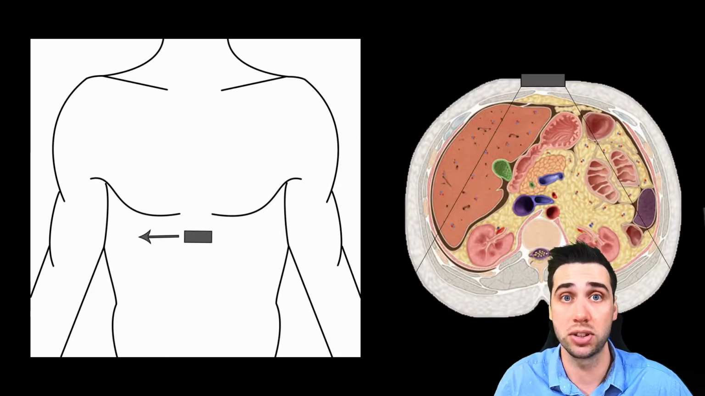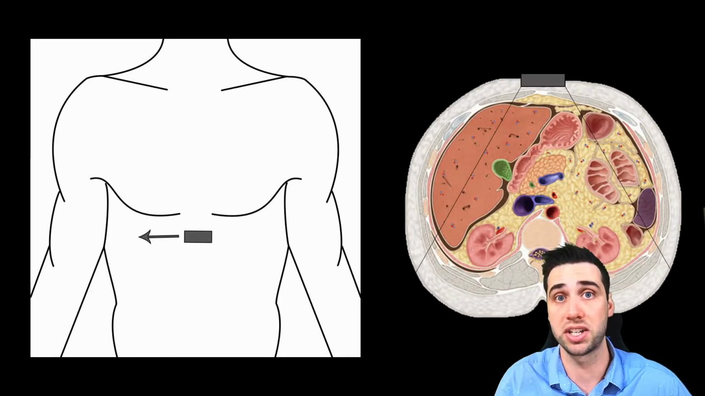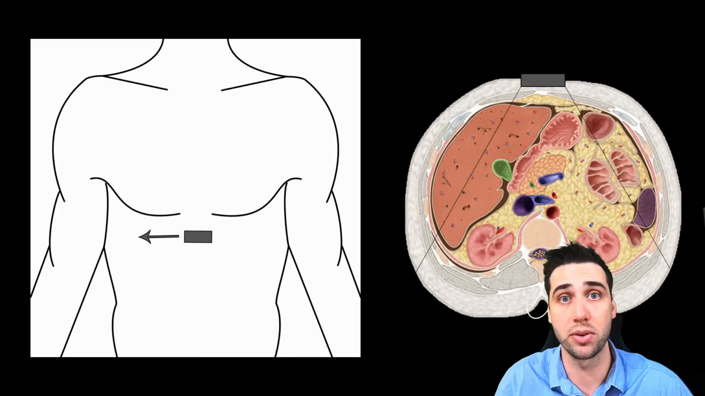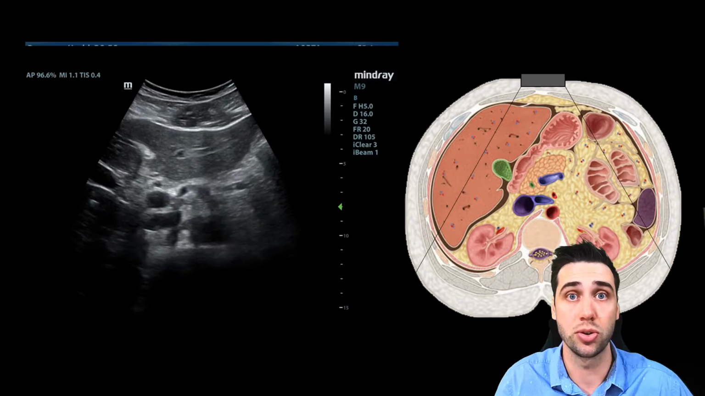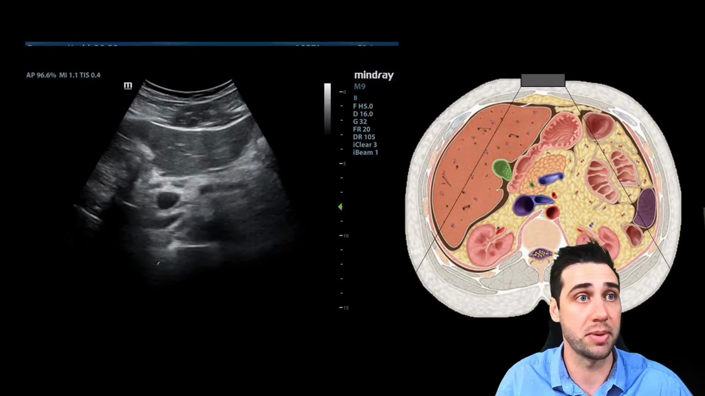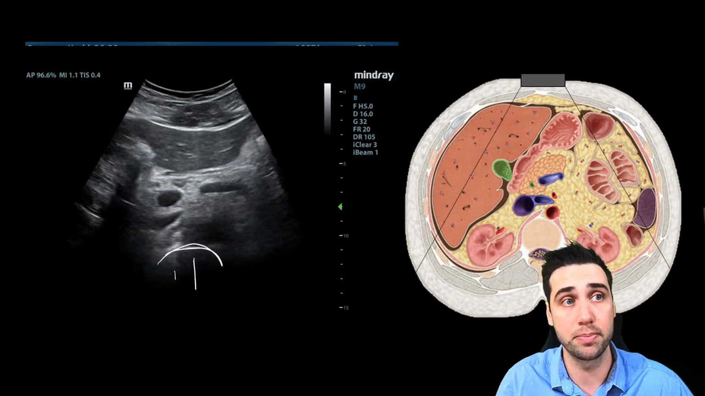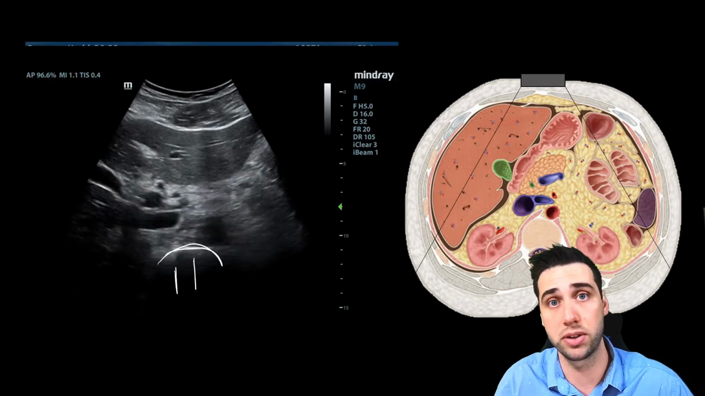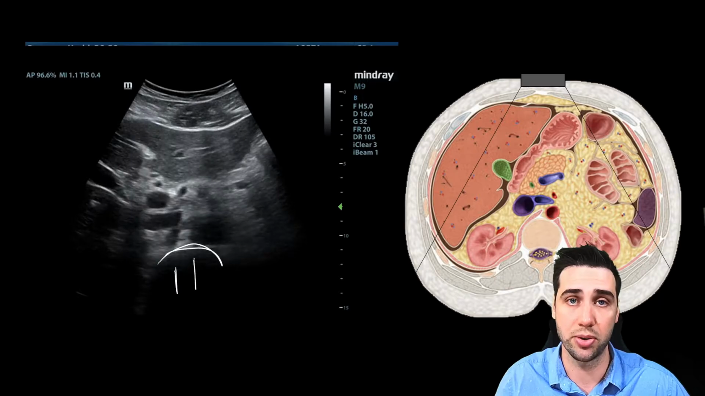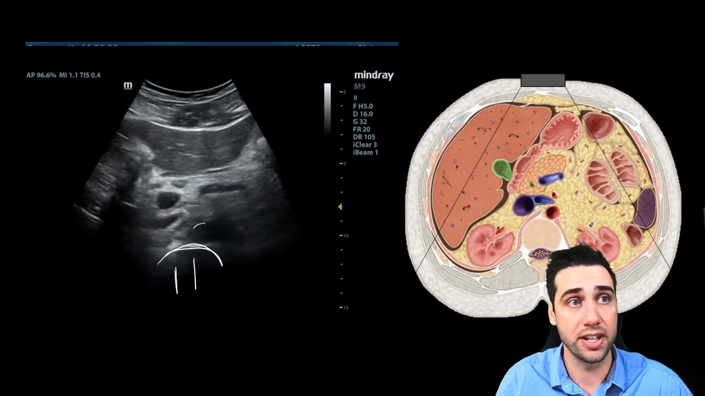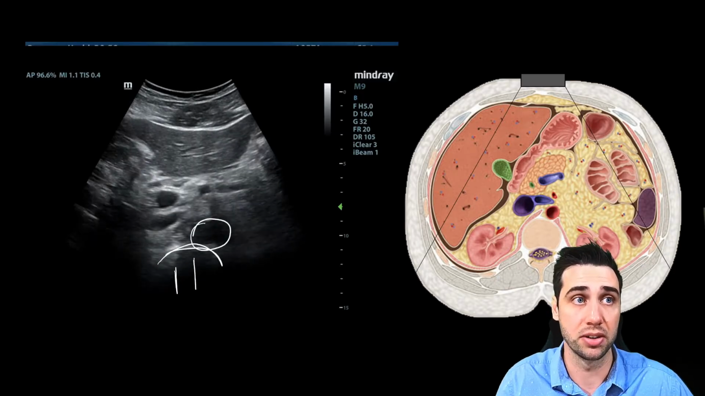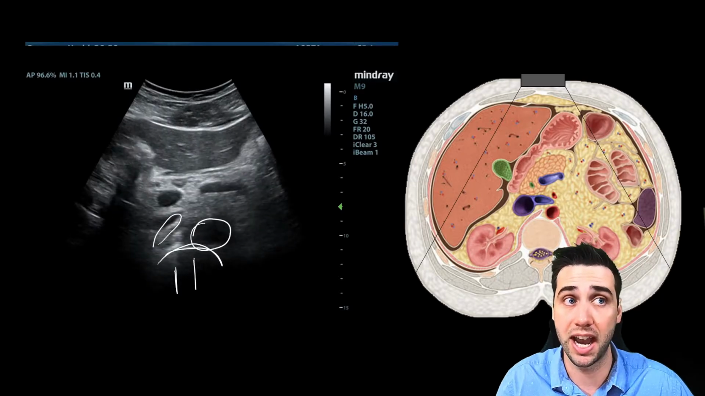So let's take a look at what that would actually look like in cross section. All the way in the back here, we have the spine. In front of it, you have the aorta and the IVC. On the ultrasound image, what we're going to see back here is this bright white line. That's the spine. And the black down here is because ultrasound doesn't travel well through the bone, so you just see shadowing back there. You use that to find the aorta, which is just right in front of it right here. Over here on this side, you see the IVC.